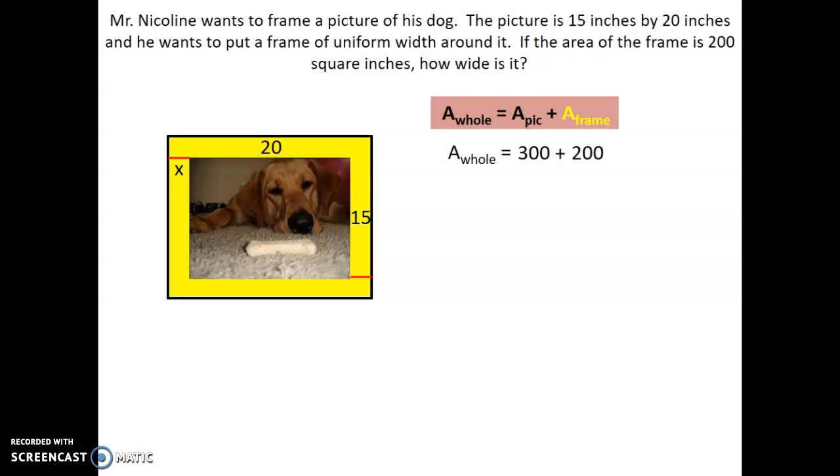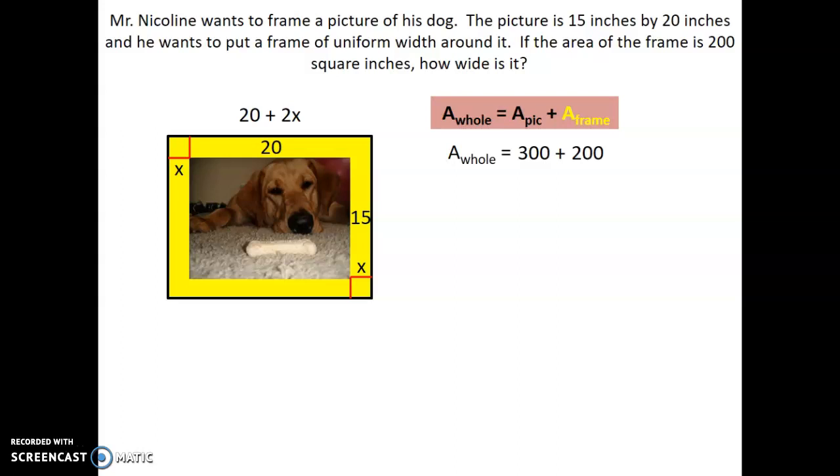Since it's uniform width, that means every way around the frame is going to be the same amount. Okay. So there's going to be an X there, right? We can do the other way too. But before we do that, the total dimensions of the width of the frame is going to be 20, which is the picture, plus each of the X's. So it's important to realize that you're doing X on the left, plus the 20 on the top, plus the X on the right. And those three things combined together, the two X's become 2X, and the 20 is not a like term, so it stays as 20.